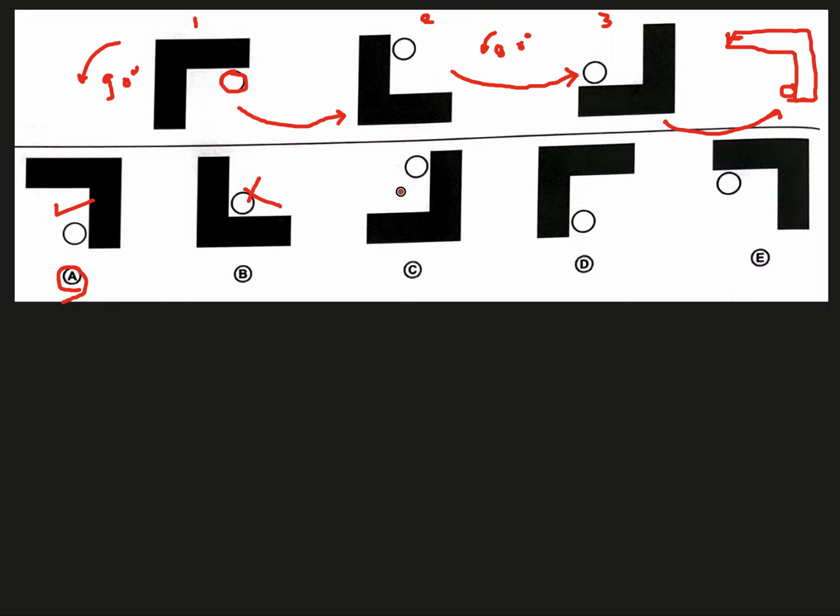Here the shape of L doesn't fit. The shape of L doesn't fit. Shape of L fits in this problem, but the circle has moved to another corner altogether, or another side end point, if I may, altogether. So E is not an option. So sometimes it helps to draw the solution figure itself, as I did in this problem, and that might give you a correct answer right away.